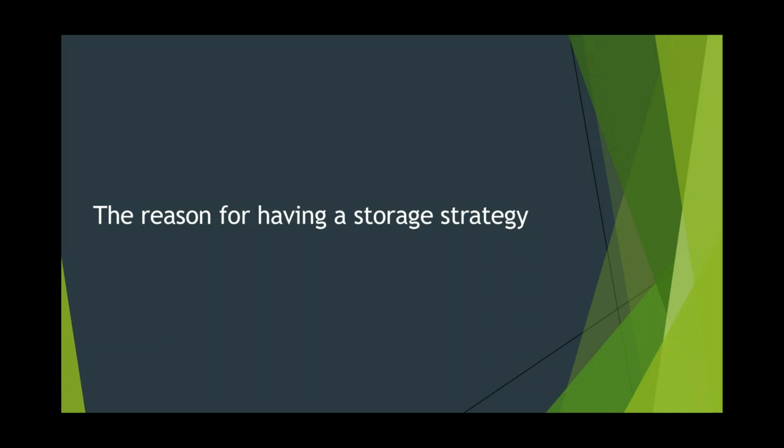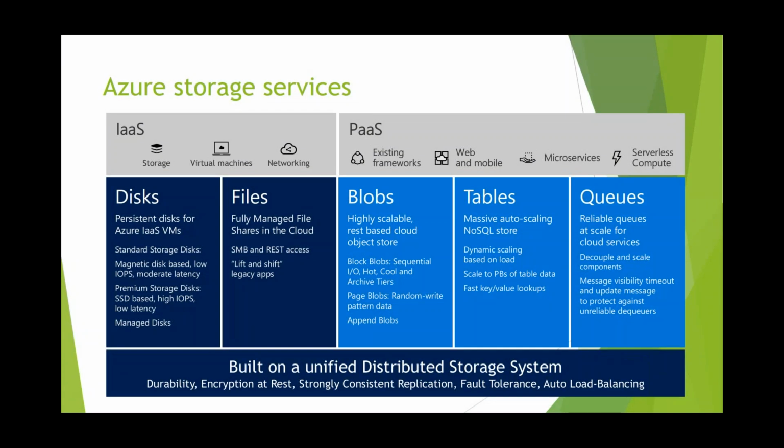So, what could be our storage strategy? We have to decide whether we need to store our data on a disk, maybe an Azure IaaS disk, or maybe in a file share in the cloud, where we could lift and shift our legacy application and consume it. We could store our data in Blob. Blob storage is for unstructured data. We will touch base on that. Tables for NoSQL, or queues, maybe if we have to send some messages, we want them queuing.